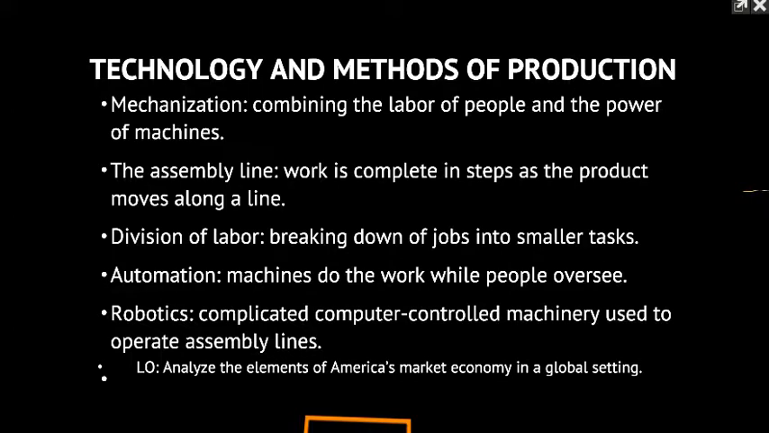Automation. Automation is where machines do the work while people oversee. Robotics is complicated computer-controlled machinery used to operate assembly lines.